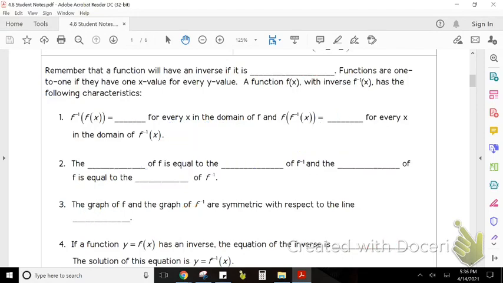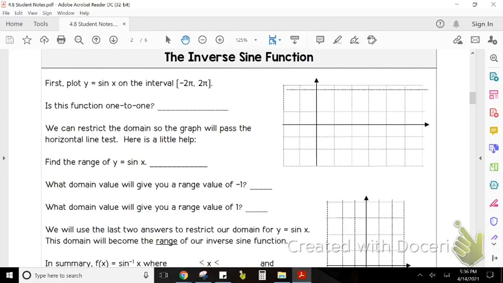Alright, so let's look at the inverse sine function. It says first plot y equals sine of x in the interval from negative 2 pi to 2 pi. Well, let's just graph it in the interval that they give us here on our graph. And so remember the sine of x has a parent table of 0, pi over 2 for my x's, pi, 3 pi over 2, and then 2 pi. And my y, sine starts in the middle and goes up, and I left that space on purpose.